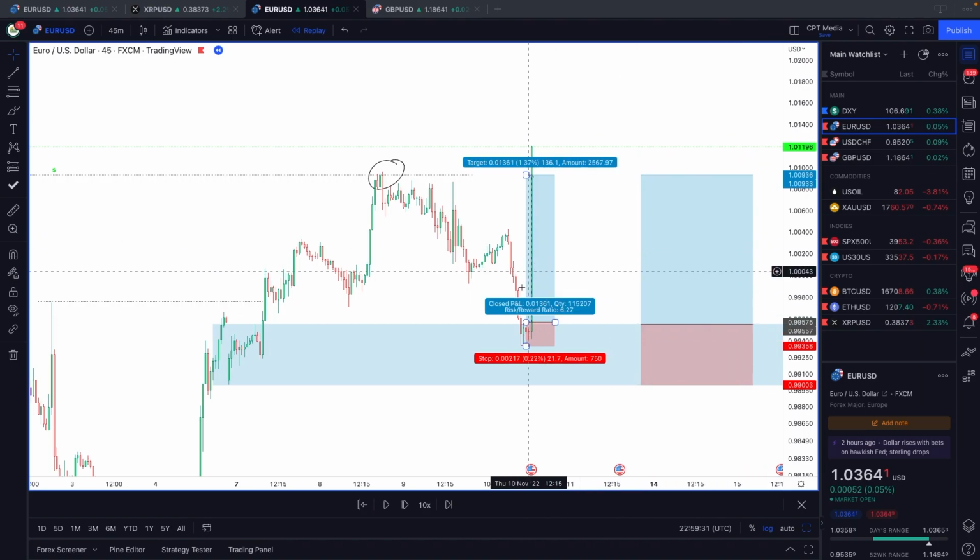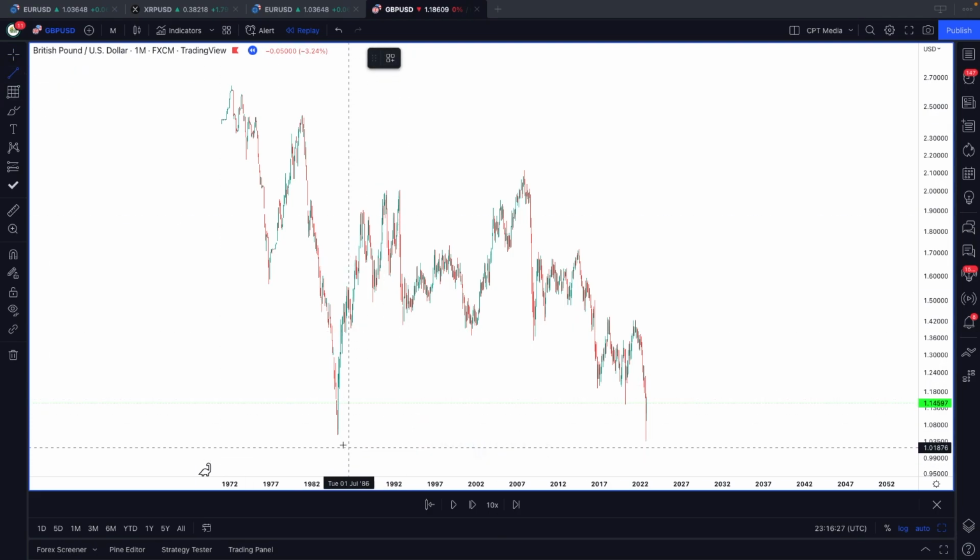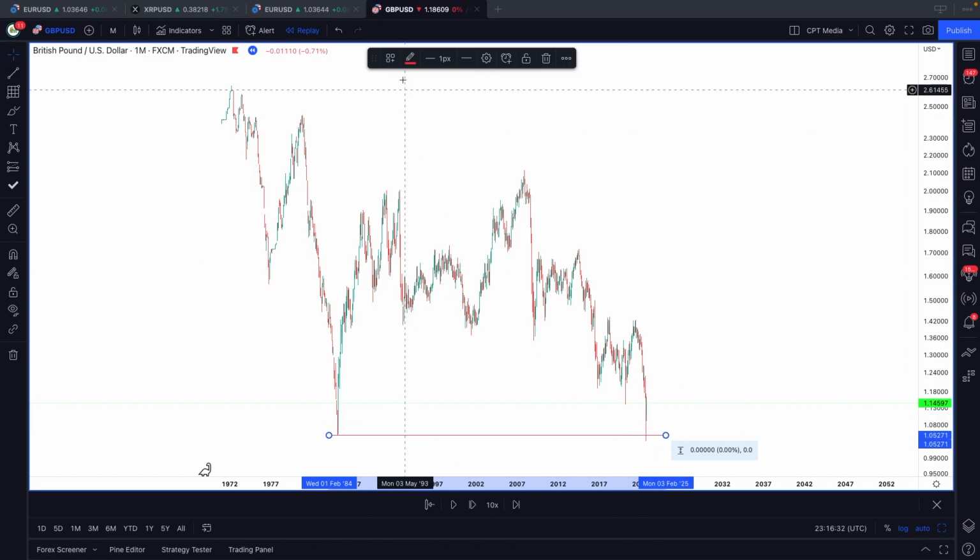Okay, so that is one example. I'm going to use another example. Now in this example, I'll be going through GBP USD. I took this trade about a couple weeks ago.